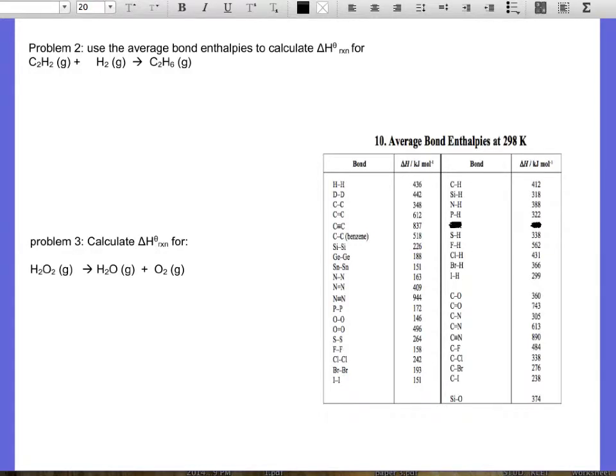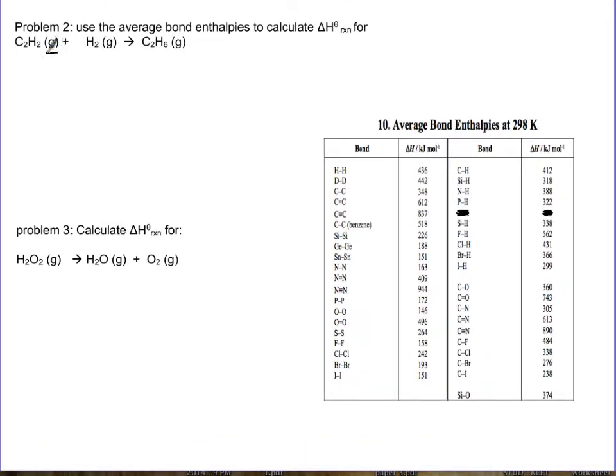I'm going to solve a few more problems using average bond enthalpies. Again, the first thing I'm going to inspect is to make sure my reactants and products are in the gaseous phase, which is true in this case. Next, I make sure it's balanced. This is ethene plus hydrogen giving me ethane, so I need 2 more hydrogen.